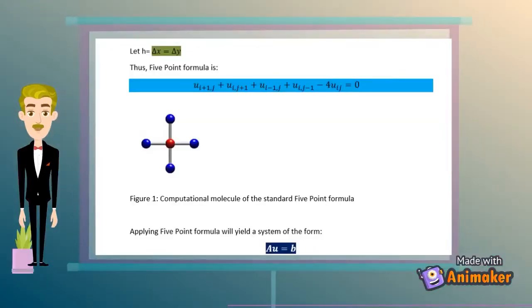Let h equal delta x equal delta y. Thus, the 5-point formula is as follows. Figure 1 illustrates how the 5-point formula works. For example, let's say you want to compute at point (x,y), which is represented by the red dot. Then you need to know the surrounding points, which are represented by the blue dots. After that, you will form a system of the form AU equal to B that can be solved by any iterative method.